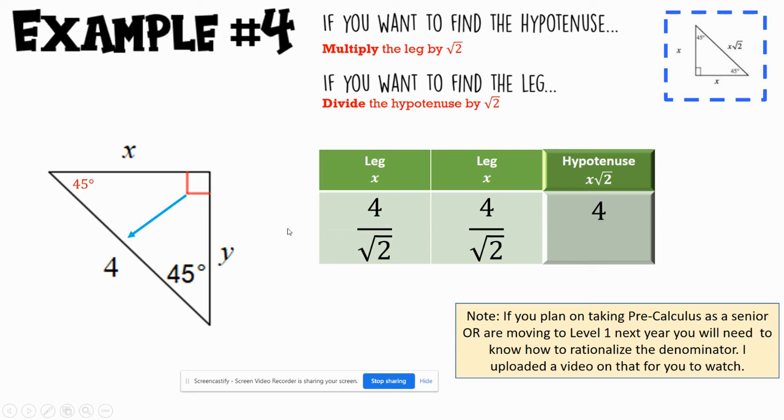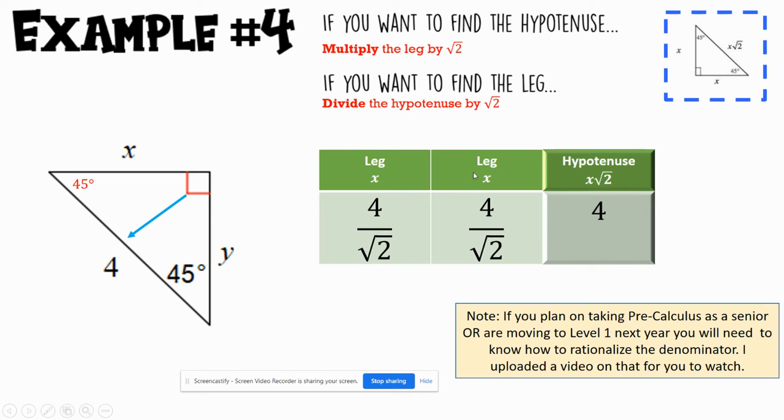Number 4. It's another 45, 45, 90-degree special right triangle. That is the only case that we're looking at today. But keep in mind that we're looking at the other case on Thursday. So the first thing that you want to do is look at what case is it? Well, this is a 45, 45, 90. What do I know? I know the side length across from the right angle. So this is the hypotenuse. So I'm going to fill it in my hypotenuse column.